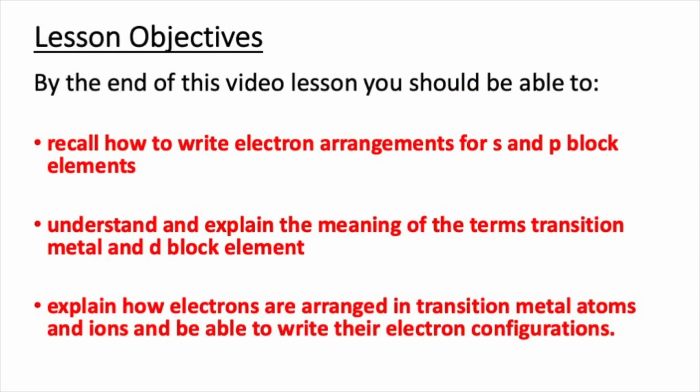By the end of this video lesson, you should be able to recall how to write electron arrangements for S and P block elements. You should also be able to understand and explain the meaning of the terms transition metal and D block element. And finally, you should be able to explain how electrons are arranged in transition metal atoms and ions and be able to write their electron configurations.